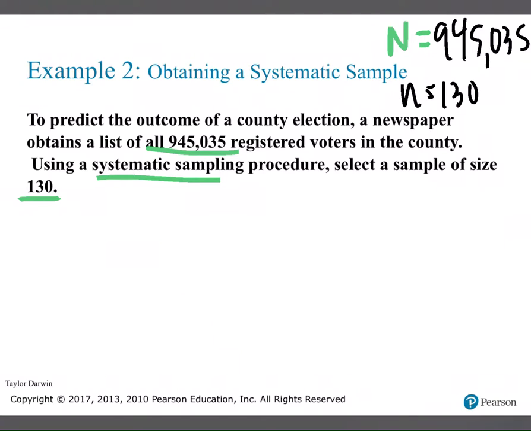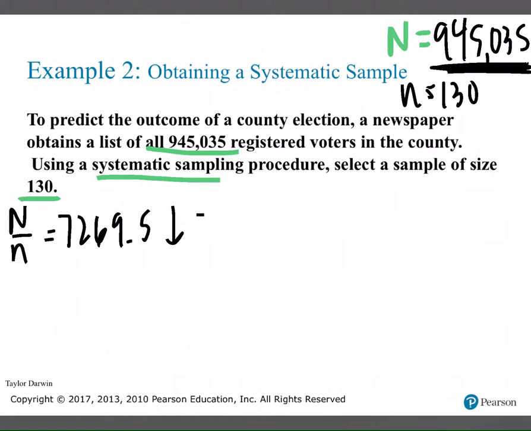The first step says to divide them. If I divide these two numbers, I'm running out of room, so I've got to write this over here. Big N divided by little n, I get 7,269.5. And in the directions, it said to always round down to the nearest integer. So that'll be 7,269. So I'm basically going to ask every 7,269th person I see. That's my K.